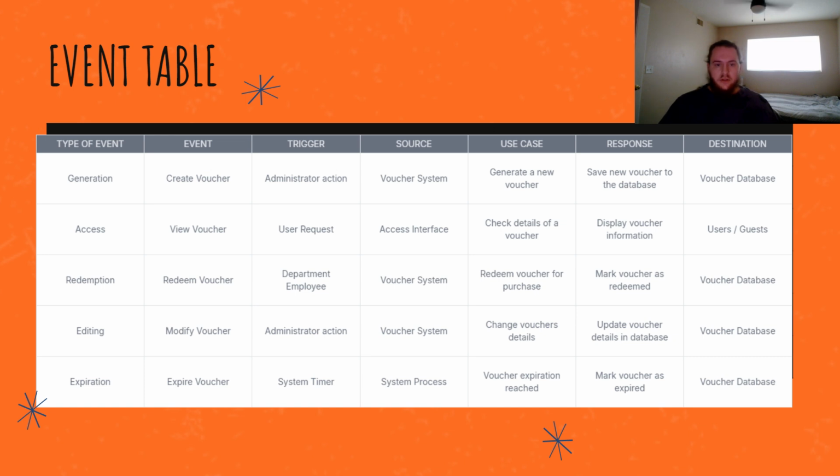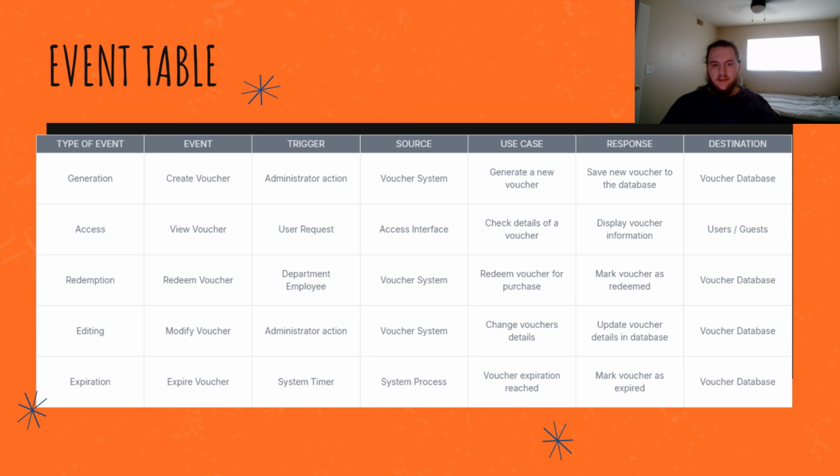The fourth is an editing event. In this event, management employees can modify vouchers, and this is in the voucher system. And for the use case, this would be the administrator or employee edits or updates the details of an existing voucher, whether that's changing whose name it's under, amount, stuff like that. And then the response would be the voucher's details are updated in the database after the changes are made.